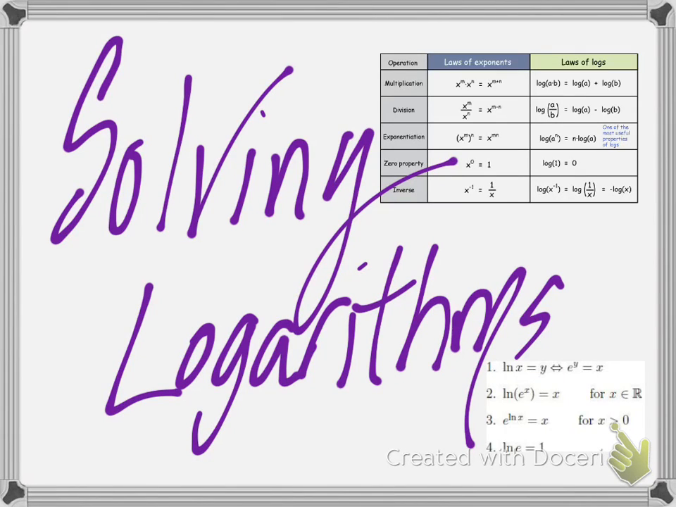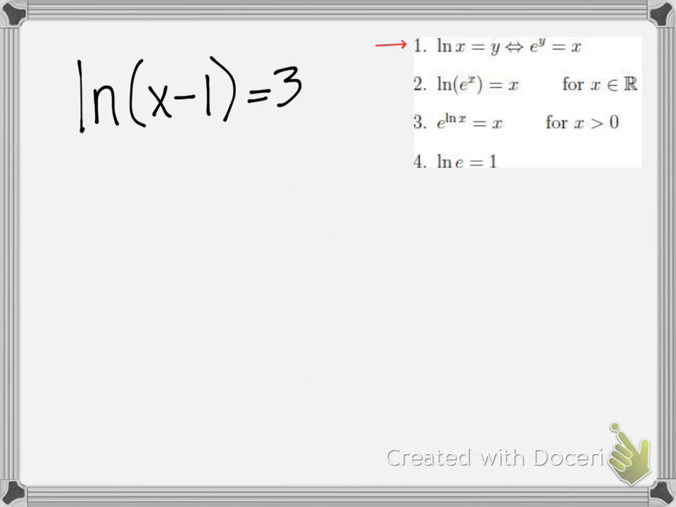We'll be using these properties you see to the right, laws of exponents and laws of logs. So first we're going to actually use a natural log, and this is one of the ones that gave us trouble when we were in class. It says natural log of x minus 1 is equal to 3.